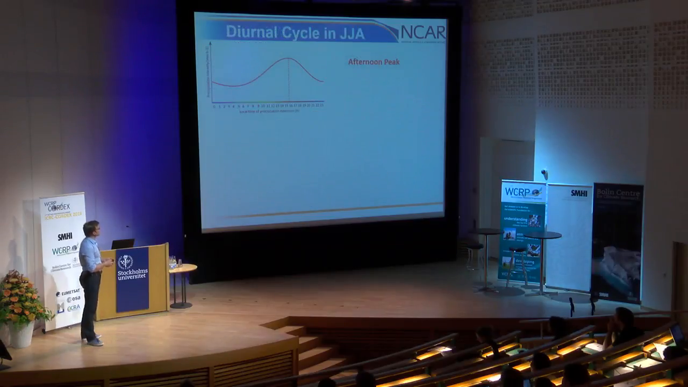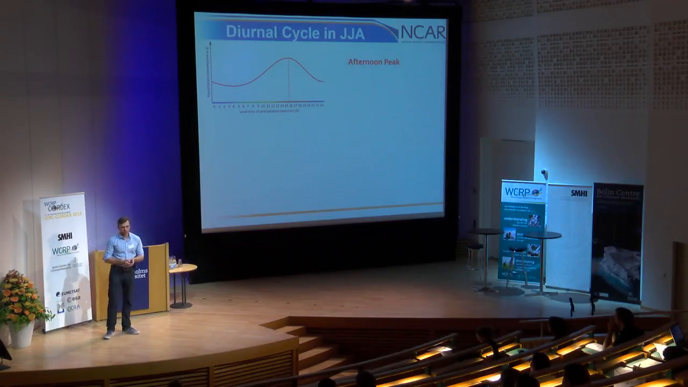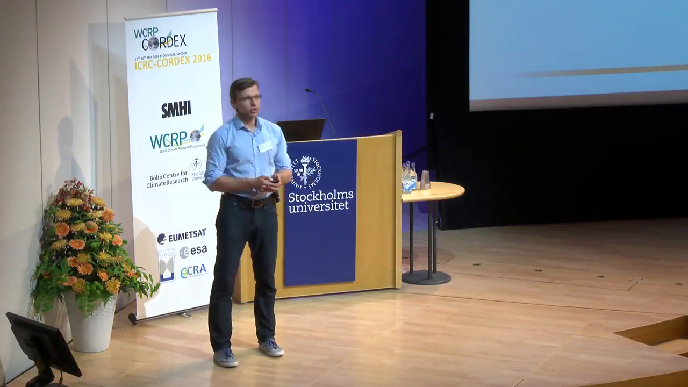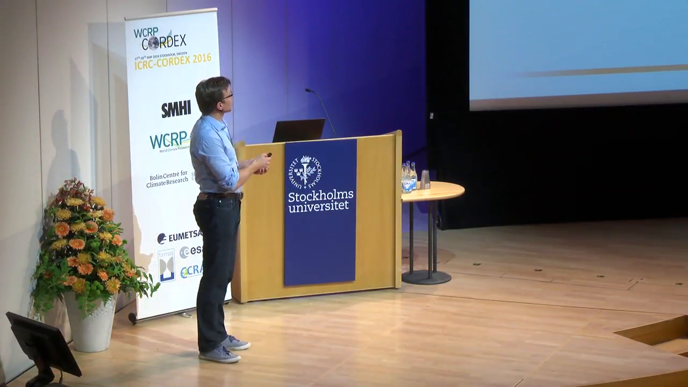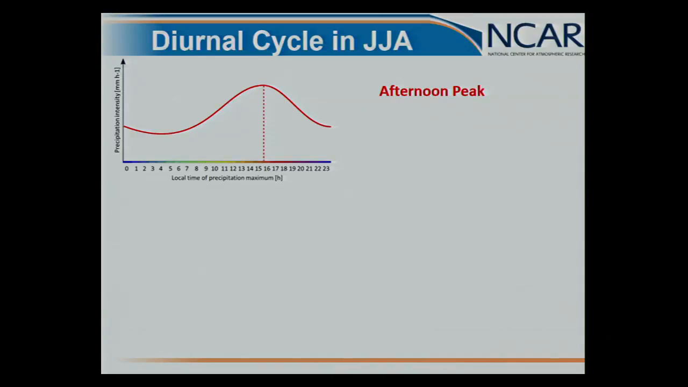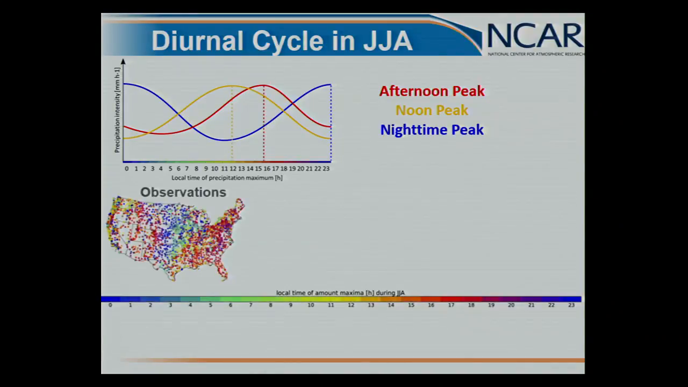One of these processes, which was widely studied already, is the diurnal cycle of summertime precipitation. What I will show you here is a map with the peak timing color-coded. So if you have a precipitation diurnal cycle like this with an afternoon peak, it will be red, a noon peak will be yellow, and if you have something like a midnight peak, it will be blue. And this is how this looks like in the observations in the United States. So you have basically afternoon peaks in the east, afternoon peaks in the west, and in the middle you have this transition from afternoon regimes into nighttime regime and then early morning precipitation peaks.